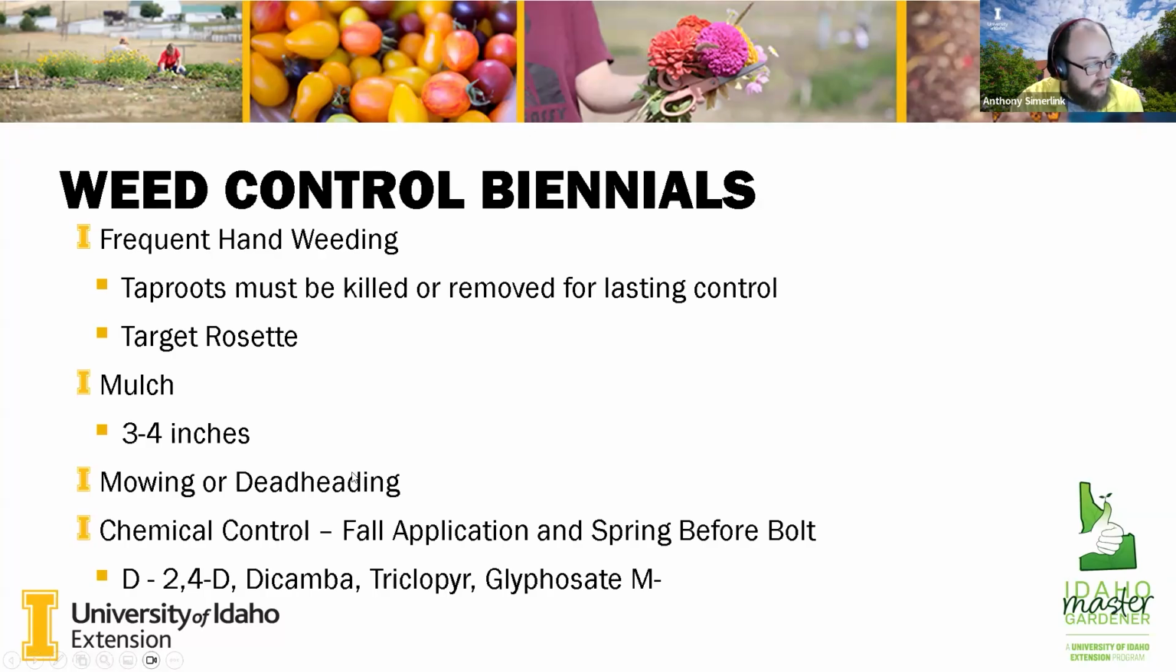And then as far as chemical control, with biennials, the best time is typically in the fall, but in the spring, they're still going to be there because they pop up fast. Before they start to put out their flower head, if you can do a chemical control of, say, dicamba, triclopyr, or glyphosate, that would work. With biennials, most biennials are dicots.